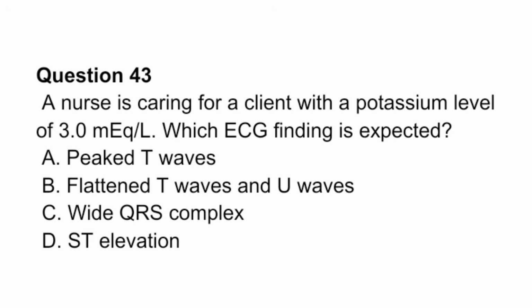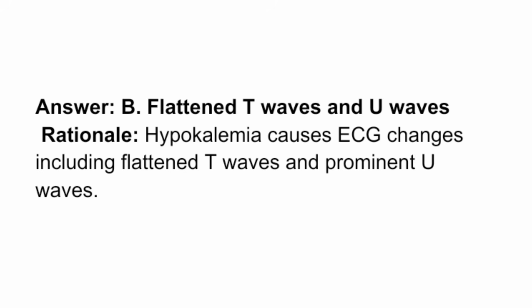Question 43. A nurse is caring for a client with a potassium level of 3.0 milliequivalent/L. Which ECG finding is expected? A. Peaked T waves. B. Flattened T waves and U waves. C. Wide QRS complex. D. ST elevation. Answer: B. Flattened T waves and U waves. Rationale: hypokalemia causes ECG changes including flattened T waves and prominent U waves.